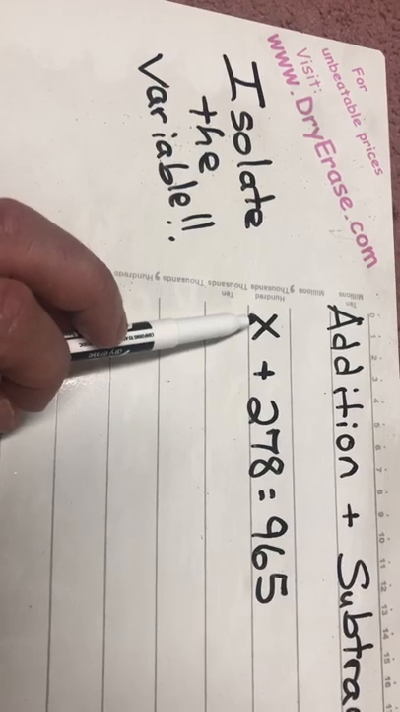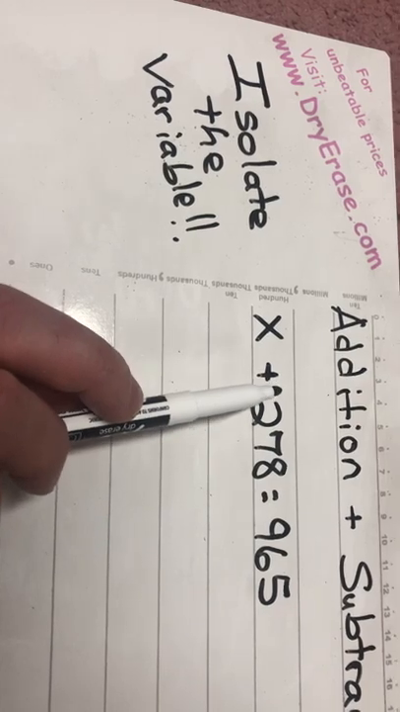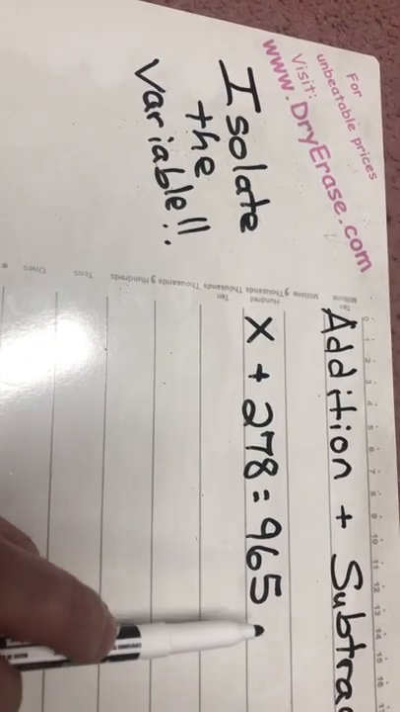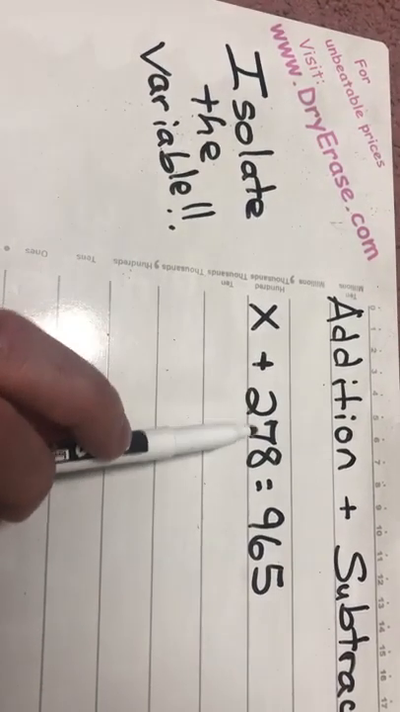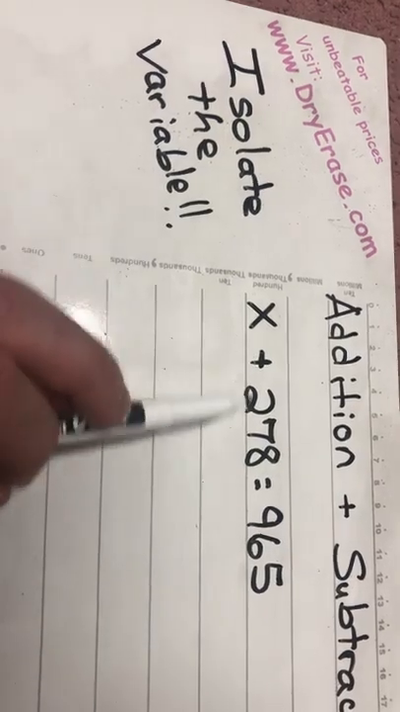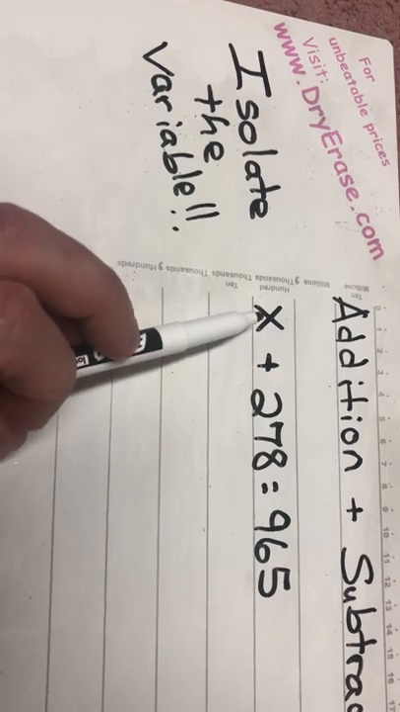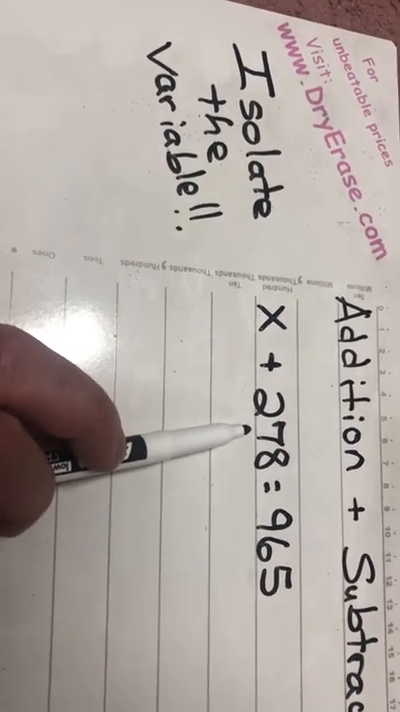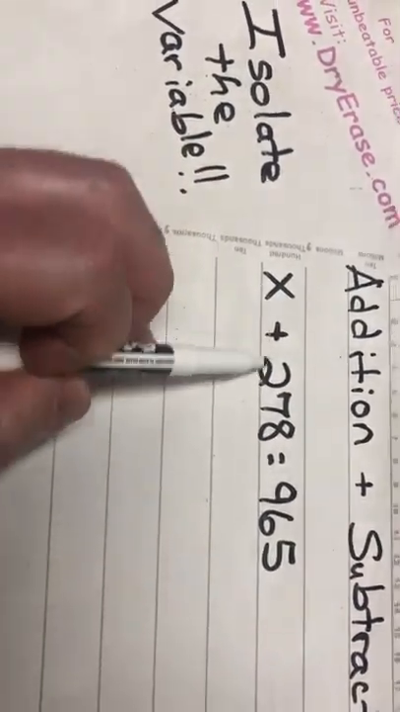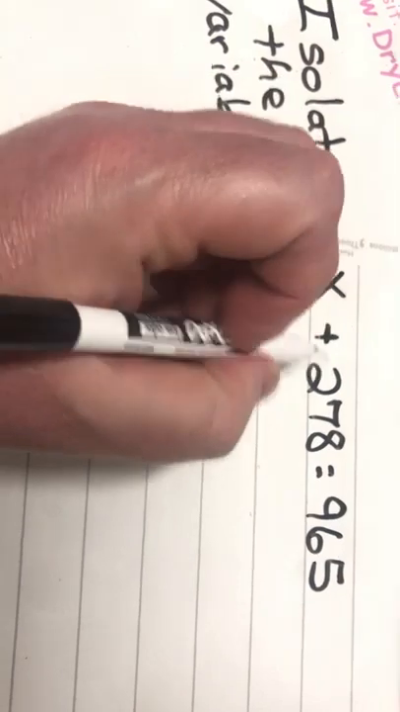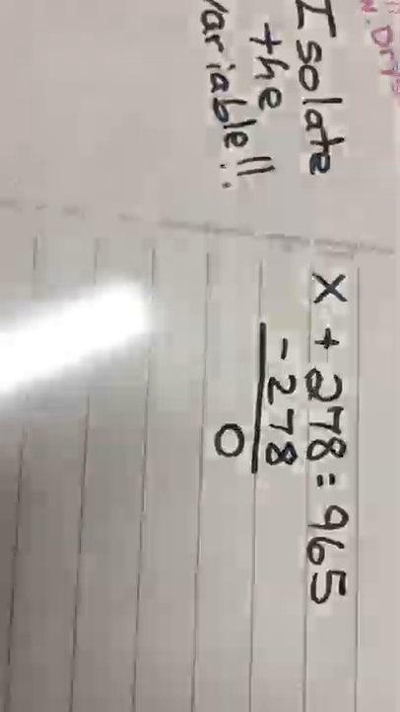The idea is we want to isolate the variable, which means we want to get the variable by itself on one side of the equal sign and get all the numbers on the other side of the equal sign. So essentially, I have a plus 278. So I understand what 278 is. The idea is that I want to make this nothing so that it's just x over here. I don't want 278. I want nothing and then just x. So since this is a plus 278, I'm going to subtract 278, and that's going to equal 0.